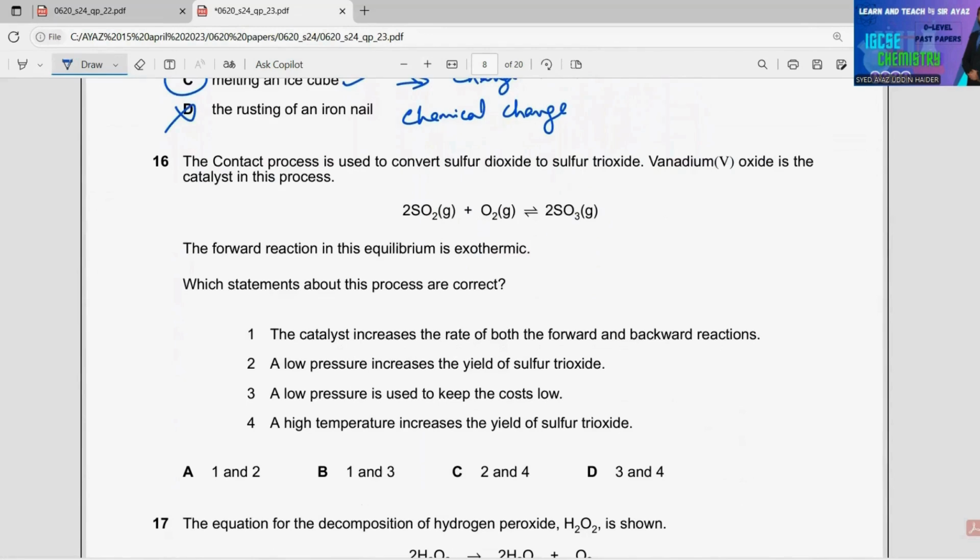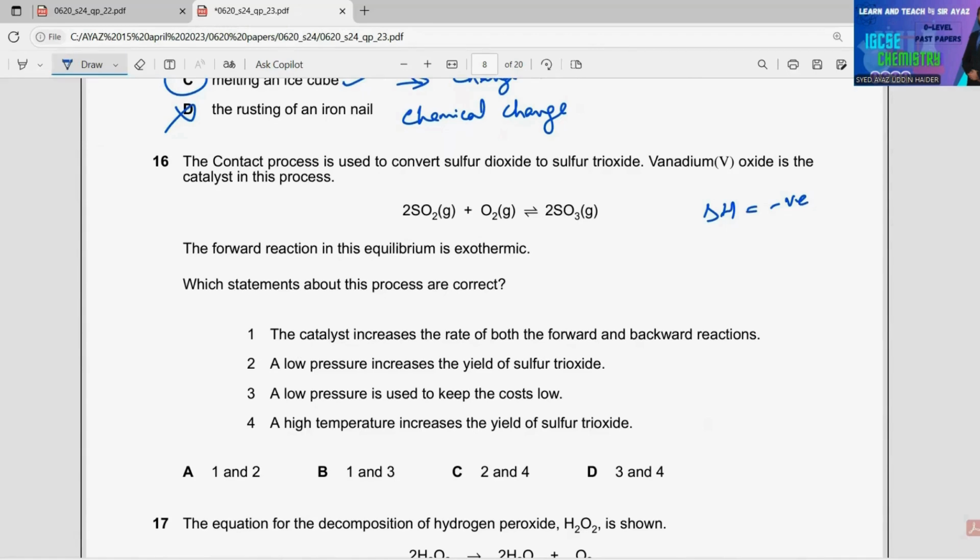Question number 16. The contact process is used to convert sulfur dioxide to sulfur trioxide. Vanadium(V) oxide is the catalyst in this process. The forward reaction in this equilibrium is exothermic. So delta H in the forward direction must be minus. Which statements about this process are correct?